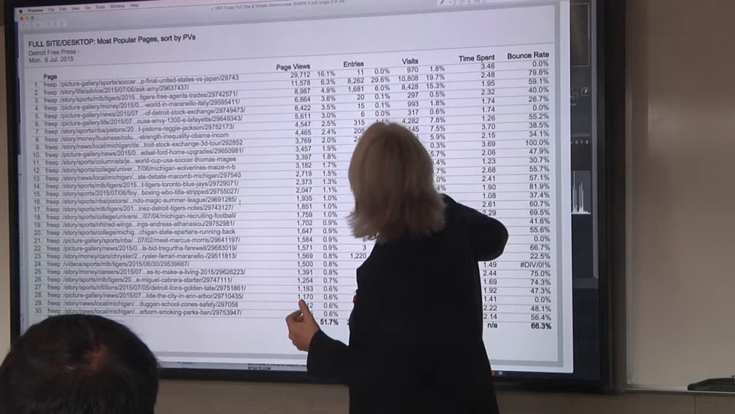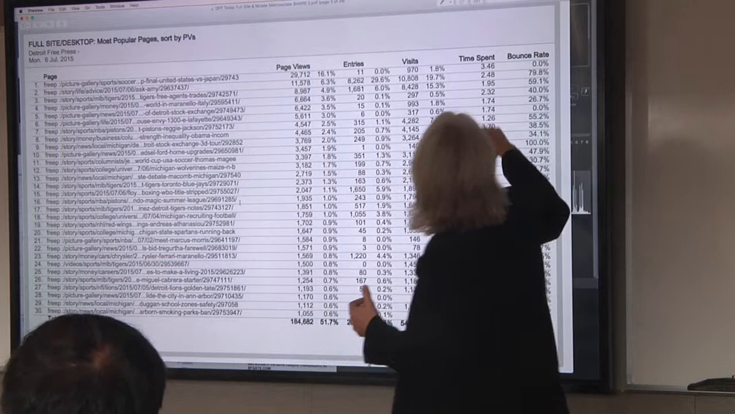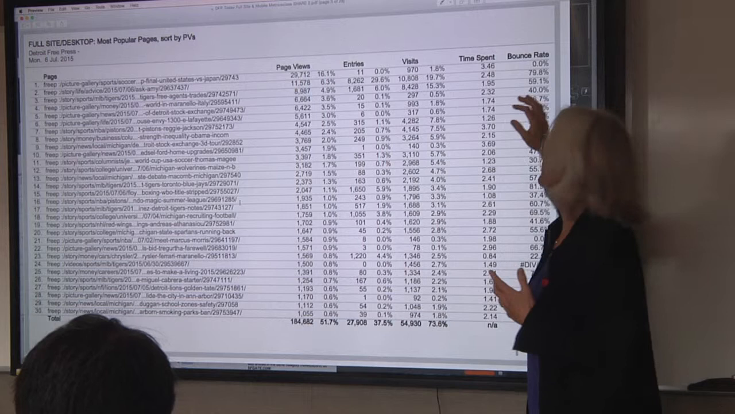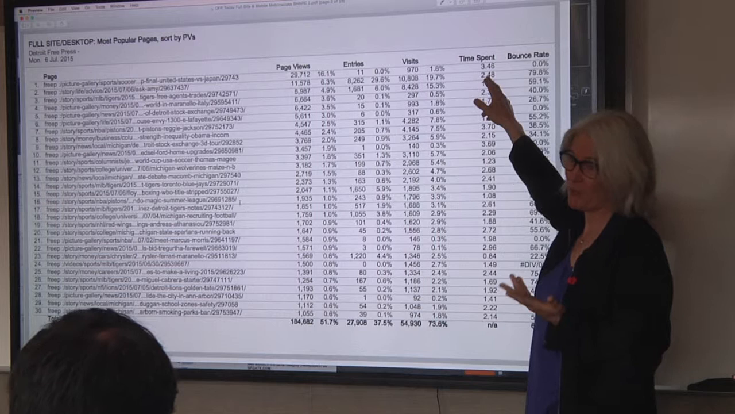But I also compare bounce rate and time spent. Because bounce rate, I want that to be a lower number because I want people to click on other things. But I'm not a total failure if they spent some time on the page. And they almost spent 3 minutes on this one article, the average time spent.